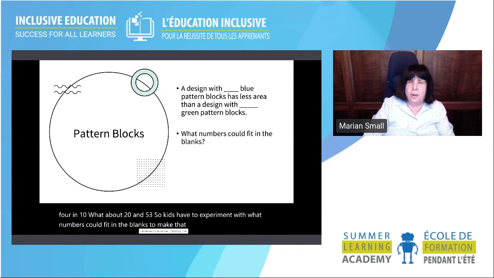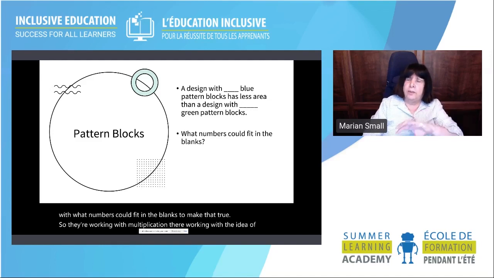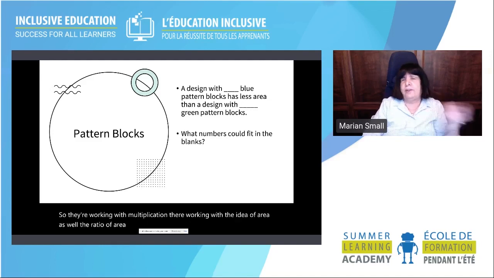So they're working with multiplication. They're working with the idea of area as well, the ratio of area as opposed to the ratio of number. So a lot of good stuff could happen there.